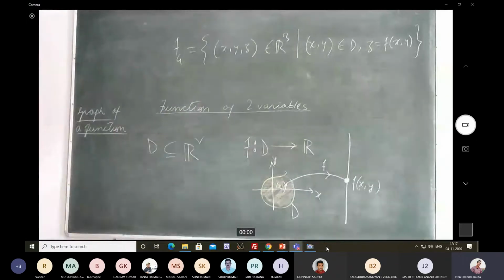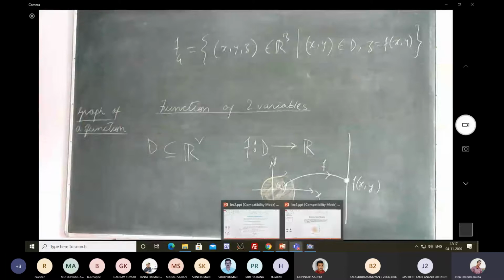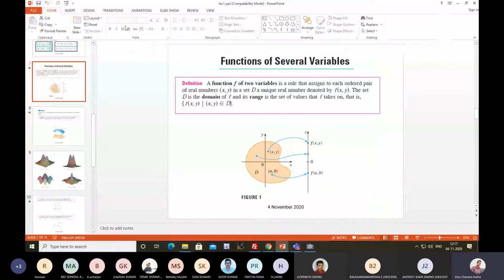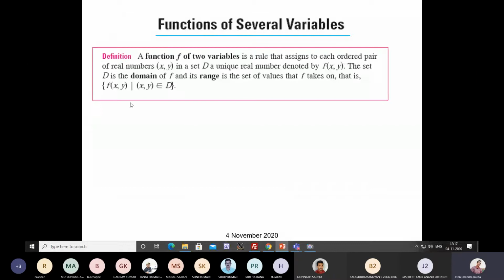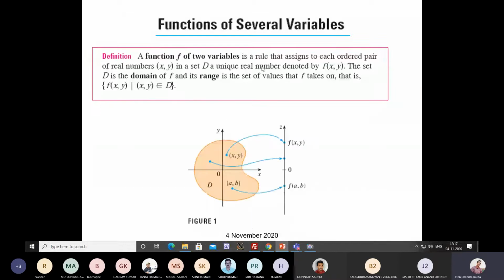So let me just show you much better figures. Here, this I have already told you. A function f of two variables is a rule that assigns to each ordered pair of real numbers (x, y) in a set D a unique real number denoted by f of (x, y). So the set D is the domain of f, and its range is the set of values f takes on, that is f of (x, y) such that (x, y) belongs to D. This can be a pictorial representation of a function of two variables.